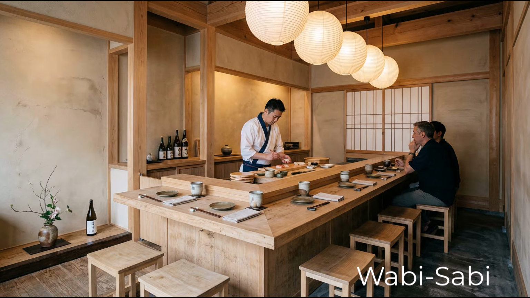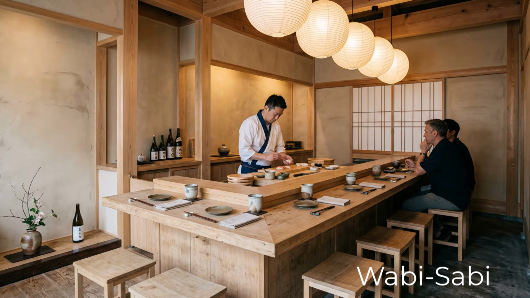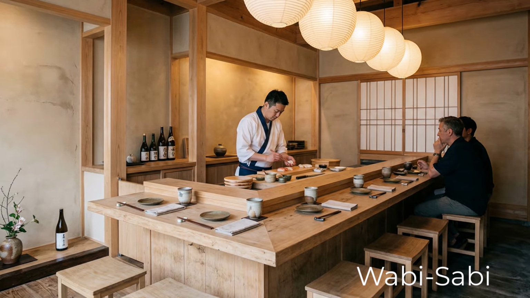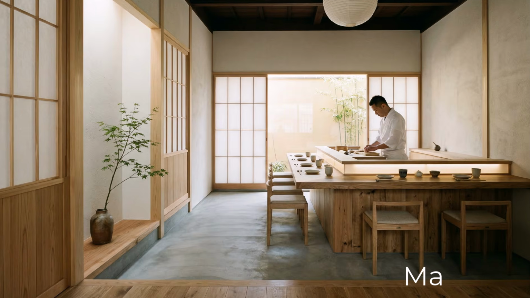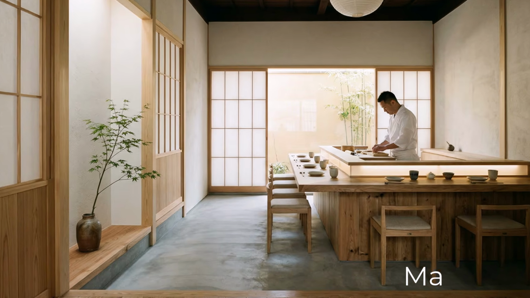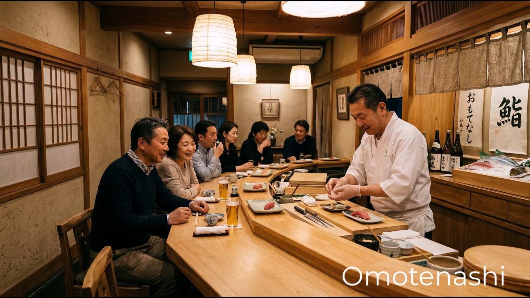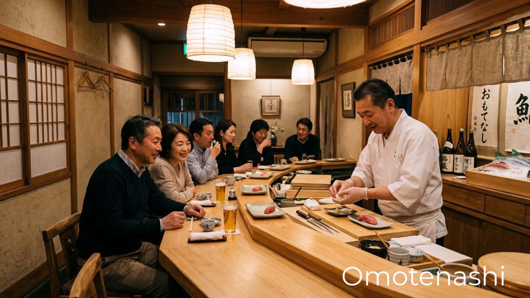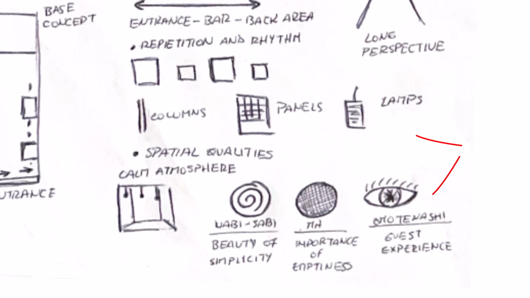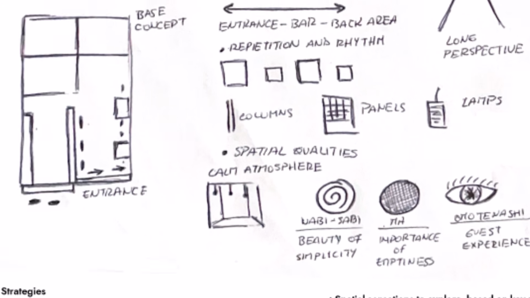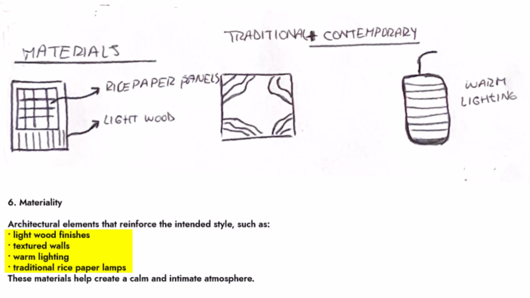For example, Wabi-Sabi emphasizes the beauty of simplicity, encouraging a minimal and calm architectural expression. Ma highlights the importance of empty space, ensuring the interior never feels overcrowded. And Omotenashi focuses on hospitality, allowing guests to enjoy not only the food, but also the experience of watching the chef preparing it.